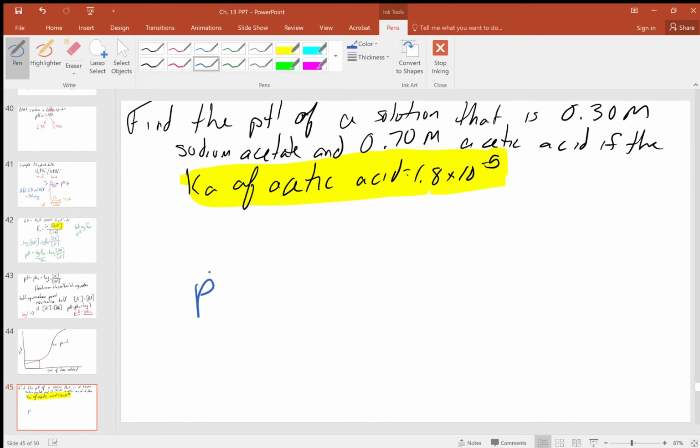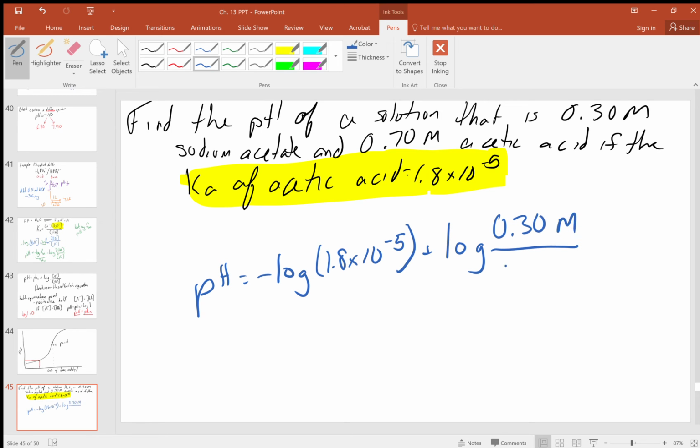So the pH, that's what we're trying to find, is equal to the pKa. That's not given, but the Ka is, so we take the negative log of the Ka plus the log of the base, 0.30 molar, over the concentration of the acid. And if we calculate that correctly, we get 4.37.